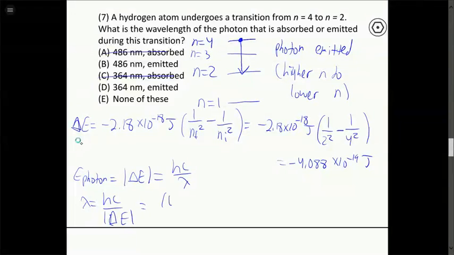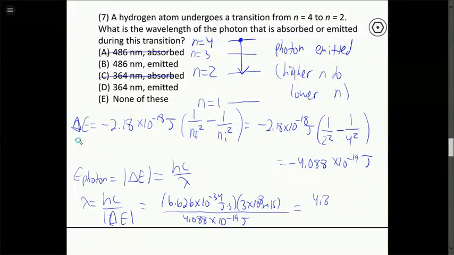All right, so we have 6.626 times 10 to the minus 34 is h. 3 times 10 to the 8th meters per second is c. Those are those fundamental constants that we've already used. And then the energy that we calculated was 4.088 times 10 to the minus 19 joules. All right, so when we put all those numbers in, we get 4.86 times 10 to the minus 7 meters.